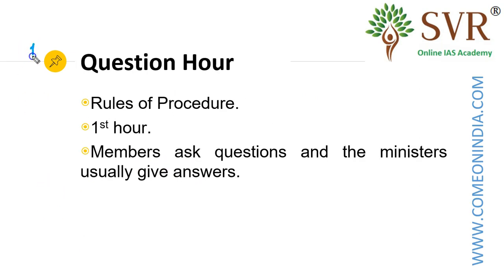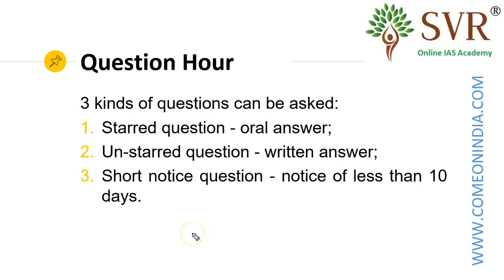First, let us see about question hour. Question hour is the first hour of every parliamentary meeting of the House. The details regarding question hour are provided in the rules of procedure of the House itself. During the question hour, the members ask questions to the ministers and the ministers give replies to them. Usually the question hour is conducted between 11 am and 12 noon. During the question hour, three kinds of questions can be asked. They are number 1, starred question, number 2, unstarred question, number 3, short notice question.